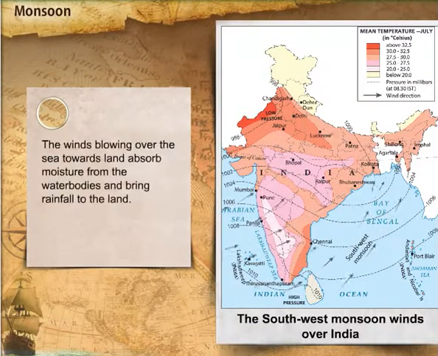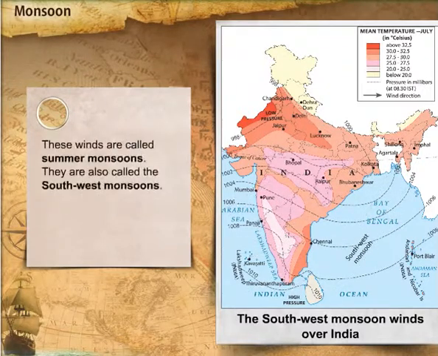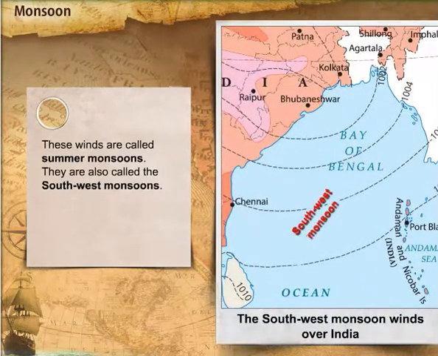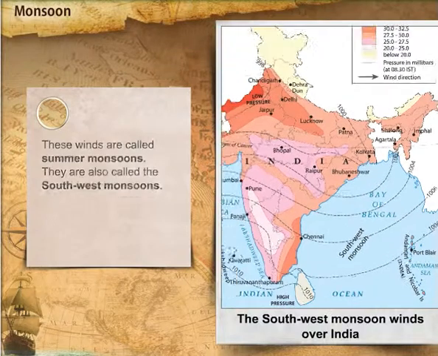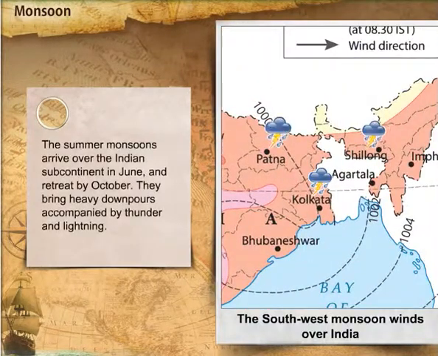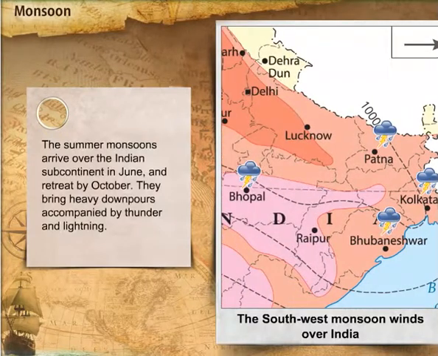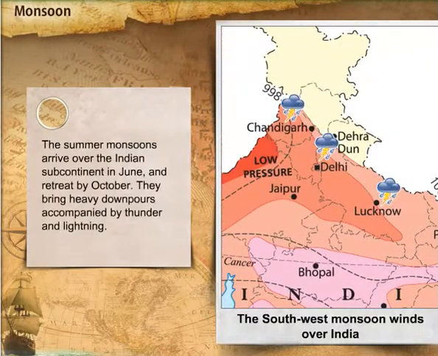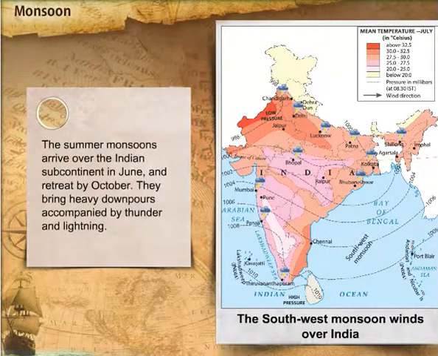The winds blowing over the sea towards land absorb moisture from the water bodies and bring rainfall to the land. These winds are called summer monsoons. They are also called the southwest monsoons. The summer monsoons arrive over the Indian subcontinent in June and retreat by October. They bring heavy downpours accompanied by thunder and lightning.